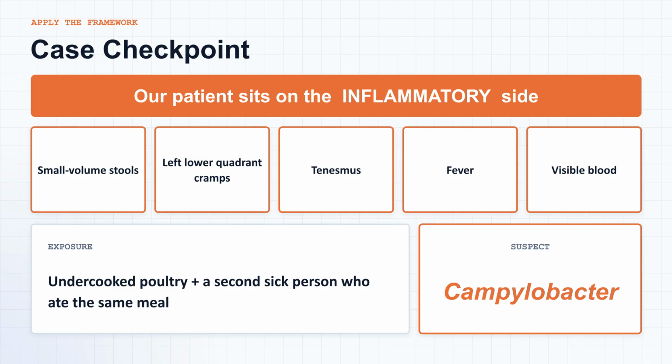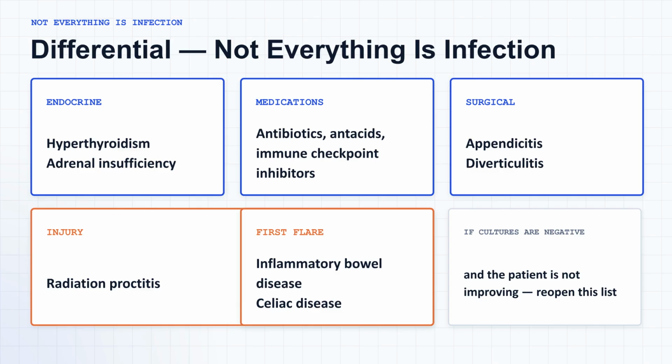So we know 2 things. This patient does need stool studies. And this patient may need antibiotics. Let us build the workup properly. Notice how fast the framework did the work. 5 bedside findings and 1 exposure question. No advanced testing yet. Before we commit to infection, run the non-infectious differential.